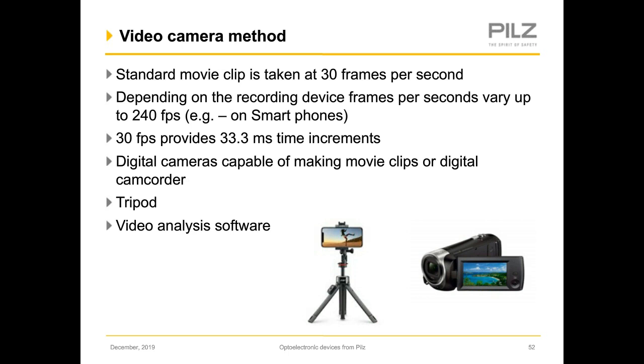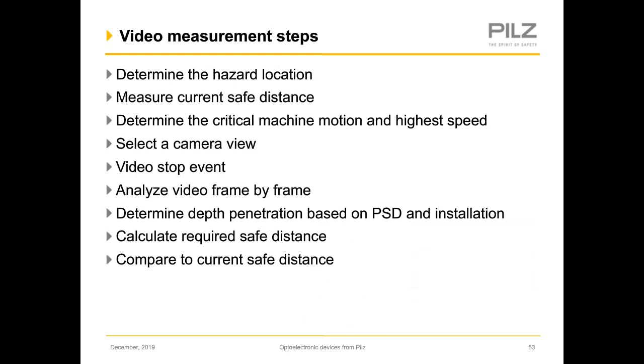Now, what steps do we need to take? We need to determine the hazard location, measure current safety distance, determine the critical machine motion and high speed, select the camera view, do the video stop event, analyze video frame by frame, determine depth penetration based on presence sensing device and installation, calculate required safe distance, and compare to the current one.